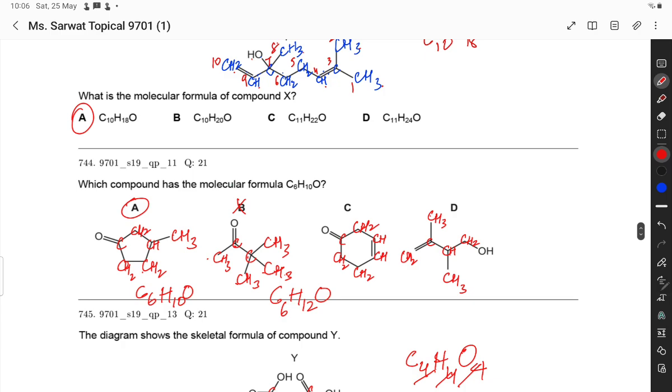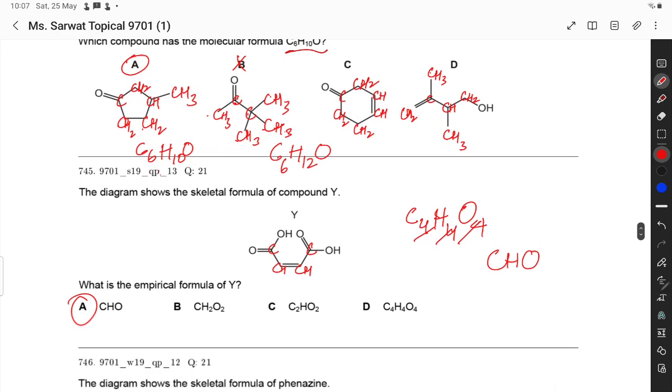Which compound has the molecular formula C6H10O? Similarly, we count the number of carbon atoms as we have done earlier. So A option is the correct option because the formula for this compound is C6H10O.